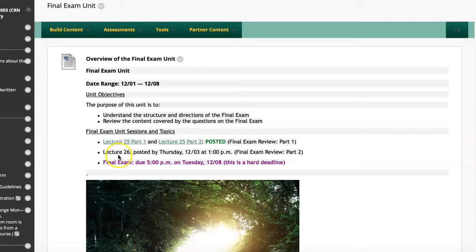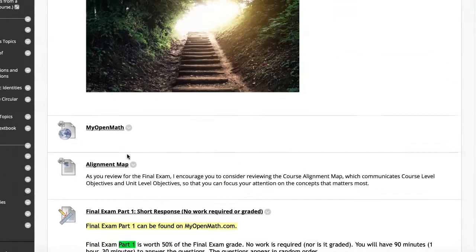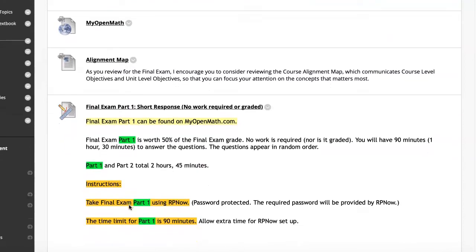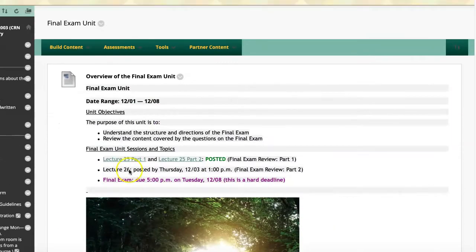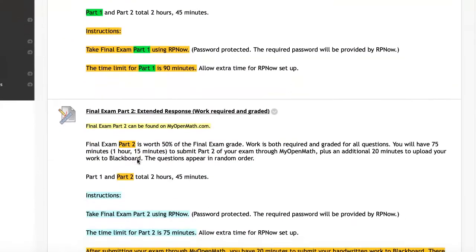Now we are at lecture 26, our very last lecture. I'm in the final exam unit, and here you can see we have a part 1 to the final exam, which my last lecture reviewed. So if you want to see that, you go to lecture 25. And today we're going to be looking at part 2.